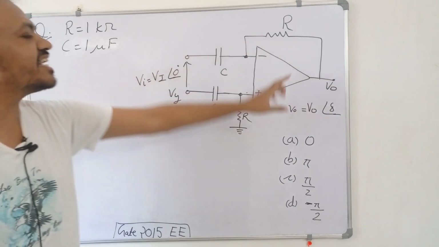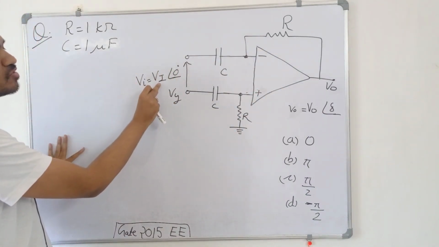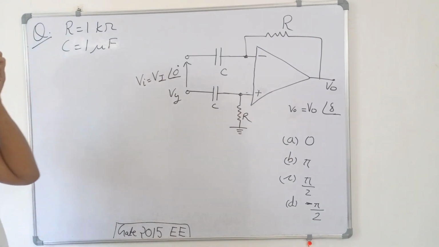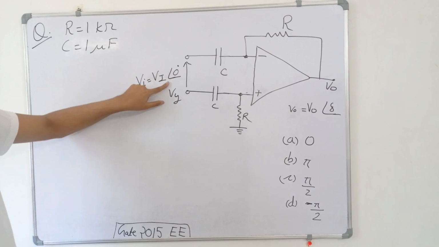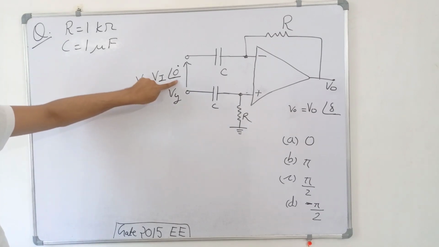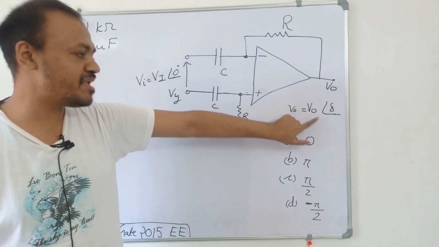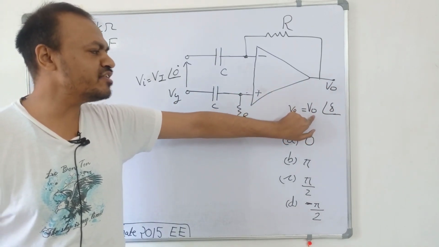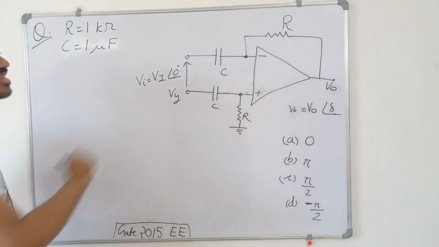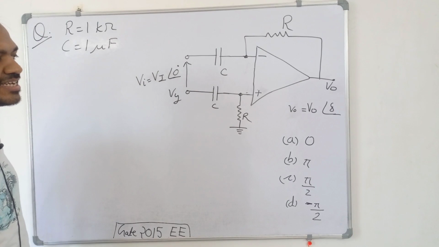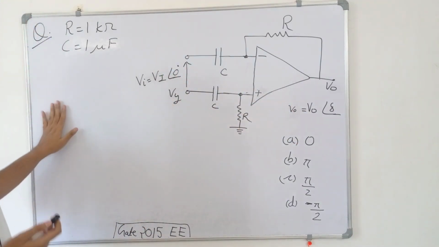So this is the circuit which is given to us, and this is the input voltage Vi equal to Vi angle 0. So the input voltage is represented as a phasor with magnitude Vi and angle 0 degree. And the output voltage V naught is also represented as a phasor with magnitude V naught and phase angle delta. So we have to find the phase angle relationship between the output voltage and the input voltage. Okay, so this is the question.